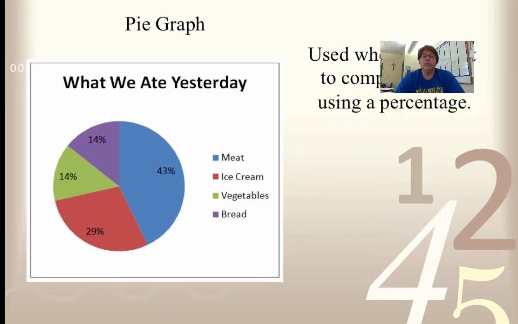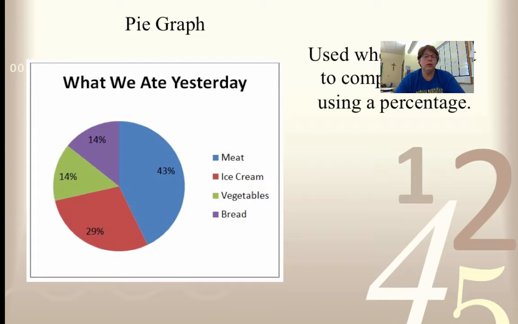Finally, our last kind of graph would be the pie graph. A pie graph would show you things that you wanted to compare if you wanted to show the percentage of something. So in this example, you can see what kind of food that they ate yesterday. So they measured probably how much food they ate at each meal, and then they gave it a percent.